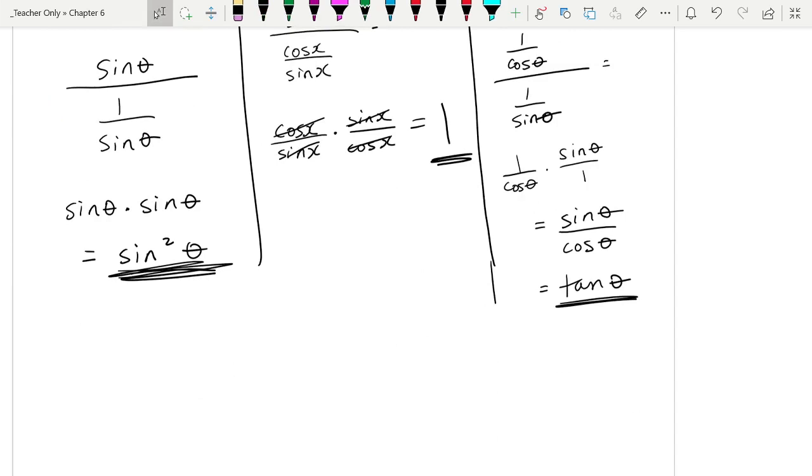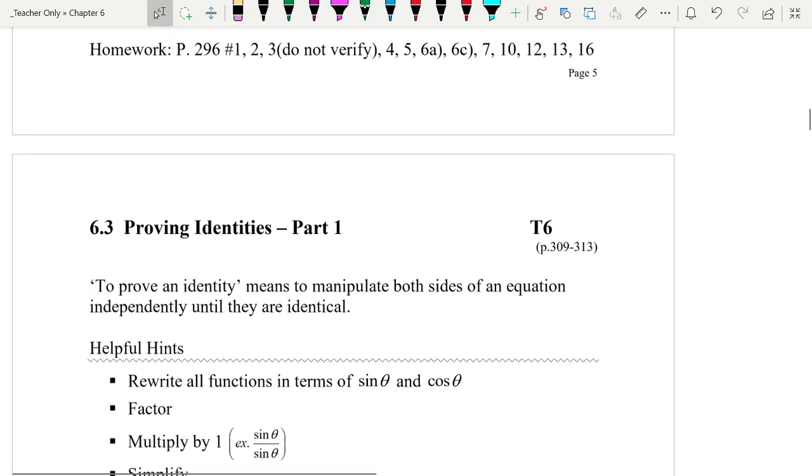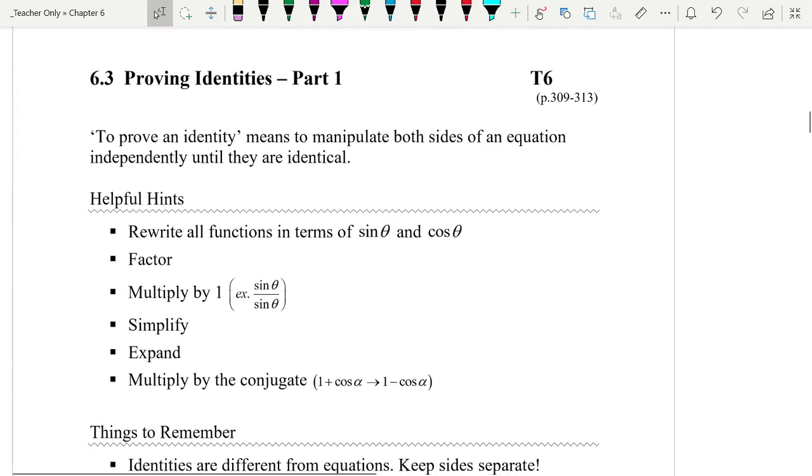All right, now we jump to chapter 6.3, and we're going to do something called proving identities. To prove an identity means to manipulate both sides of an equation independently until you've proven that they're identical. Helpful hints. Very often, start by rewriting all functions in terms of sine and cosine.